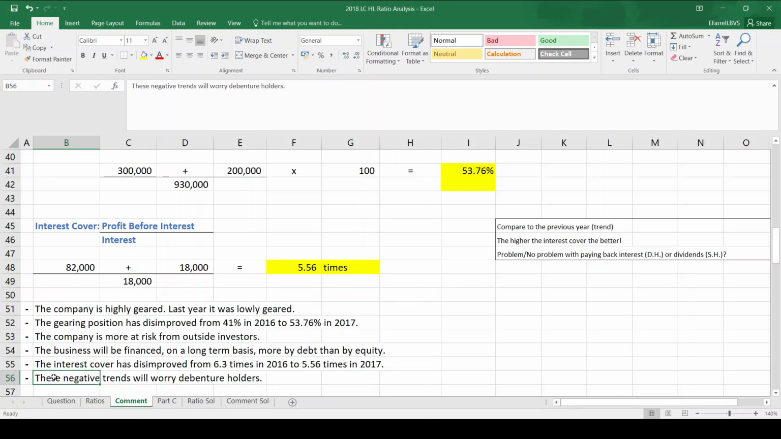These negative trends will worry the debenture holders. So the debenture holders won't be happy that it's gone from lowly geared to highly geared and the interest cover has disimproved. And again, from the point of view of shareholders, these things will also not please shareholders.